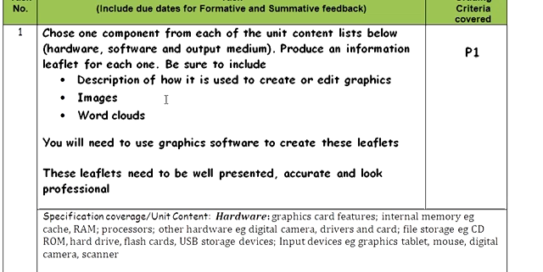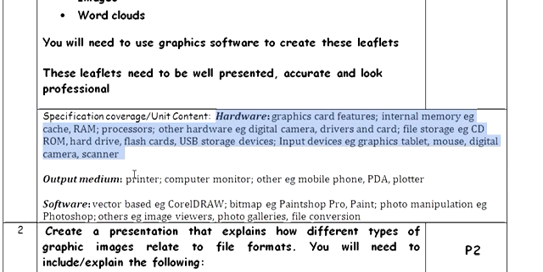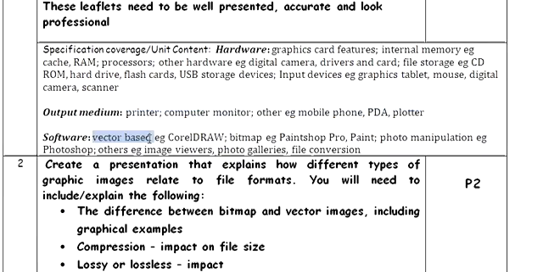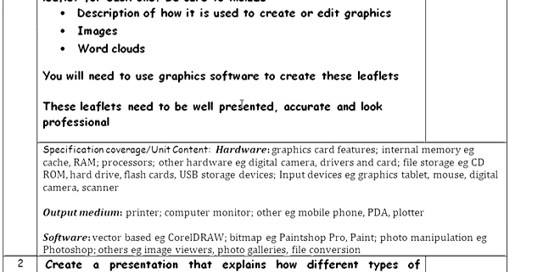You need to include a description of one of the things that you choose from down here. So you'll choose one of these hardware components for one of the posters. You'll then choose one of the output mediums, and you'll choose one of the software. So in total you'll have 3 A4 sheets. We've created word clouds already, so you can use those, and obviously some imagery needs to be in the posters. That's a fairly simple task, that one.